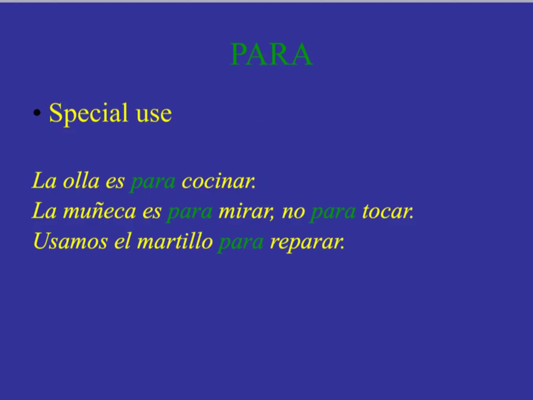Special use, I wouldn't really dwell on this one. You're not going to use that as often, but it's saying that if there is something that is used for something like a special use, you wouldn't use it necessarily for what it is usually used for. Like, the pot is used to cook. The doll is for looking, not for touching. We use the hammer in order to fix things. So it's stating the explicit use for that.